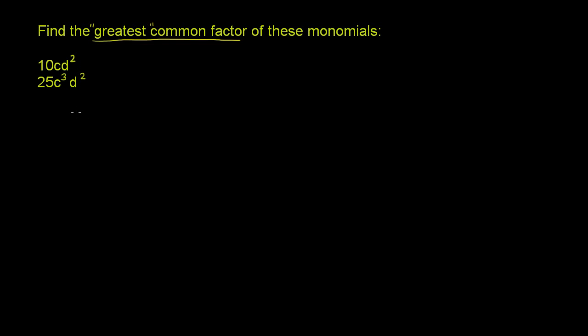So to find the greatest common factor, let's essentially break down each of these into what we could call their prime factorization, but it's a combination of the prime factorization of the numeric parts of the number, plus essentially the factorization of the variable parts. So if we were to write 10cd squared, we can rewrite that as the product of the prime factors of 10. The prime factorization of 10 is just 2 times 5. Those are both prime numbers. So 10 can be broken down as 2 times 5.